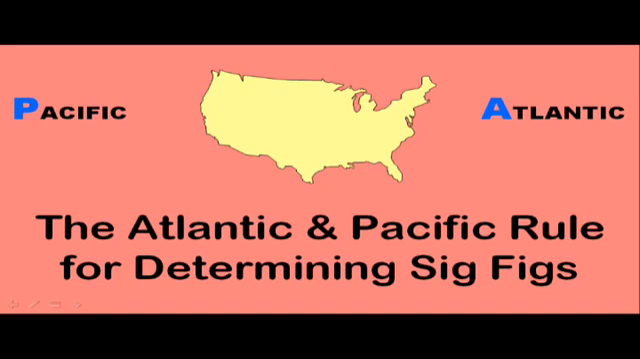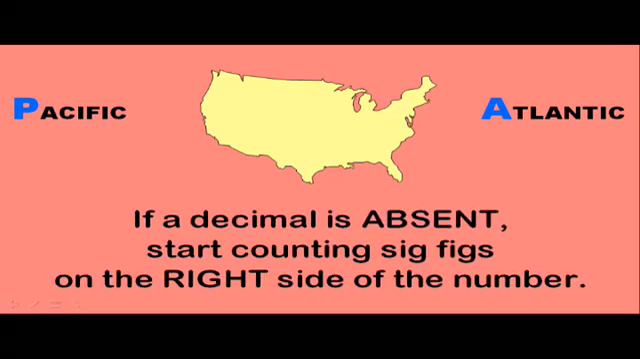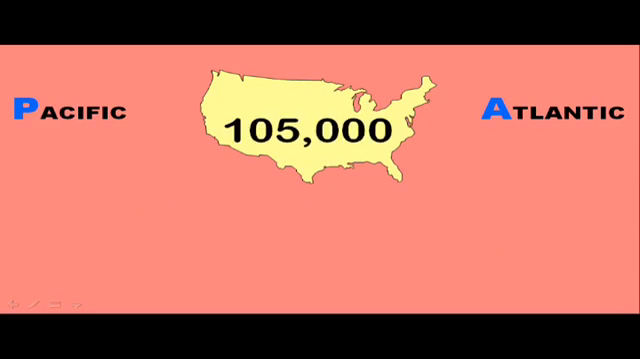Here is a rule that will help you determine whether or not the numbers are significant. We have the Atlantic and the Pacific rule for determining sig figs. If a decimal is absent, we're going to start counting the sig figs on the right side of the number. A for absent, A for Atlantic.